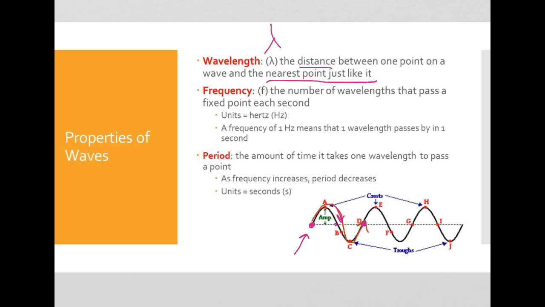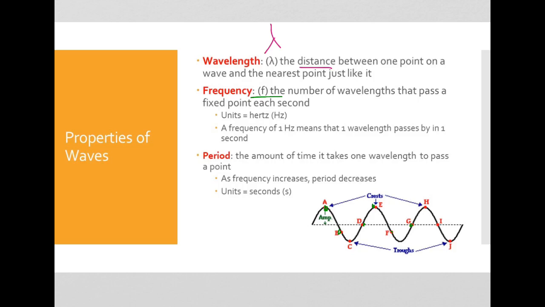Let me get rid of these. So an example wavelength on this would be from D to G, or from A to E, or even from B to F. Those are all possible wavelengths where they're exactly just like it.